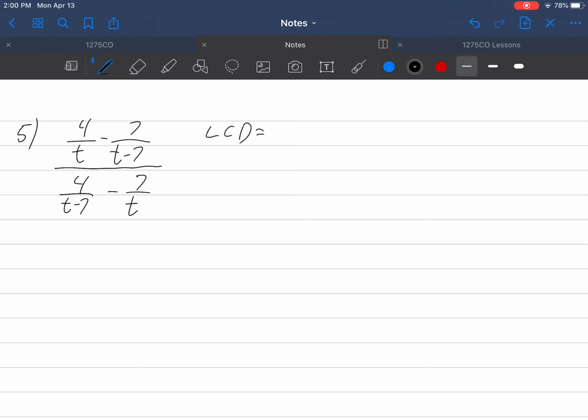Last one. LCD is equal to t times t minus 7. LCD over here, t minus 7 and t is equal to t times t minus 7. Again, finding the LCD here is the same as adding and subtracting rational expressions, right? We're only allowed to multiply. T minus 7 and t are completely separate, unique factors. So this is our LCD.